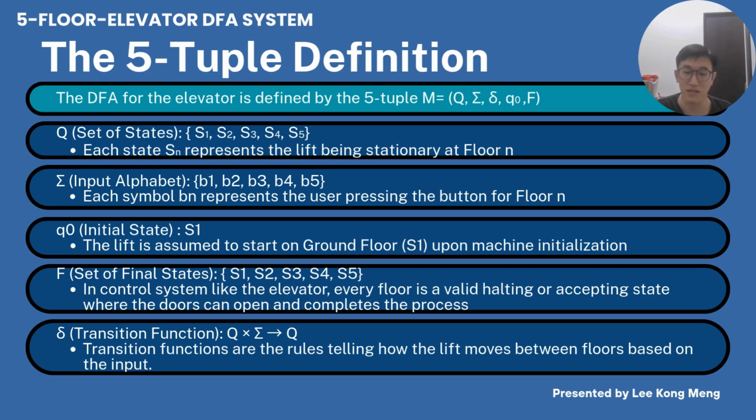In control systems like the elevator, every floor is a valid halting or accepting state where the doors can open and complete the process. Then the transition function delta is like the rules telling how the lift moves between the floors based on the input.